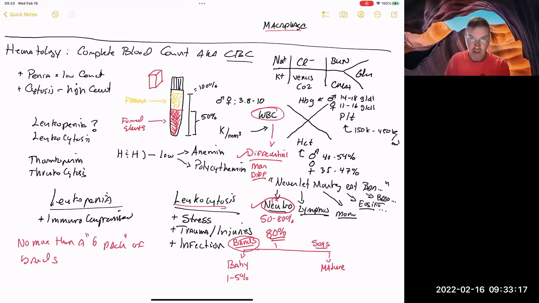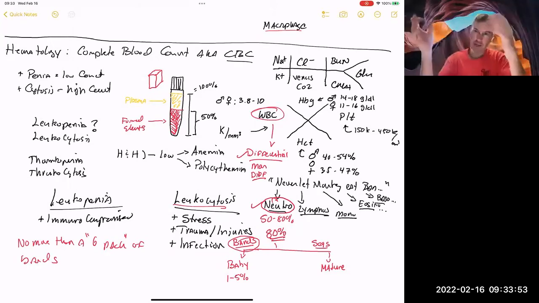If we see this, that means the body is pumping out immature neutrophils, baby neutrophils. Essentially, the body is sending children to the front lines, because neutrophils are front line, non-specific phagocytic cells. Once our physical barriers are penetrated by injury or pathogens, these are the frontline soldiers, if you will.